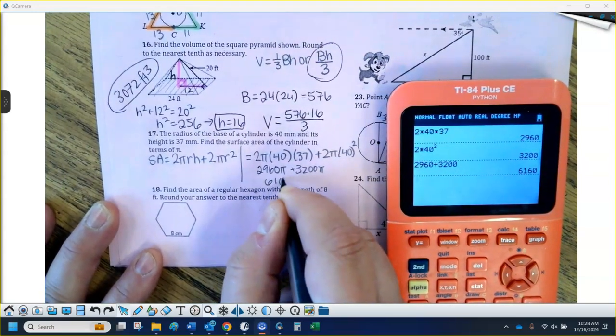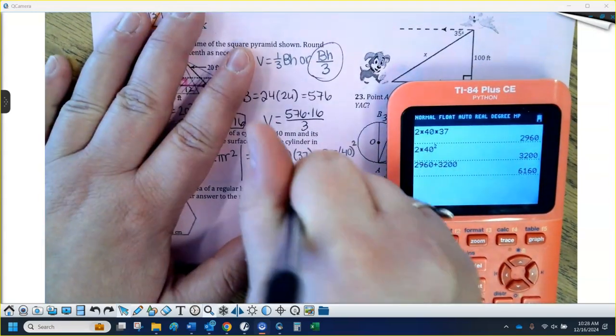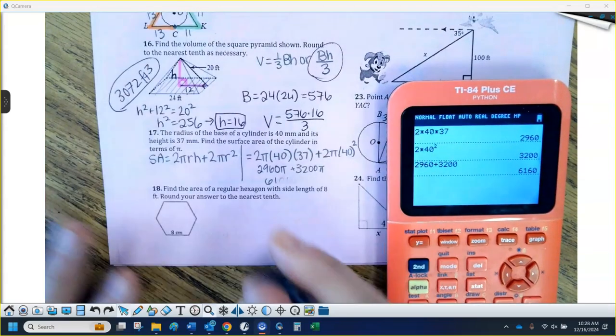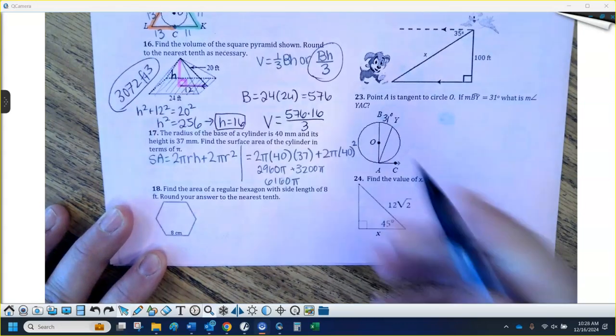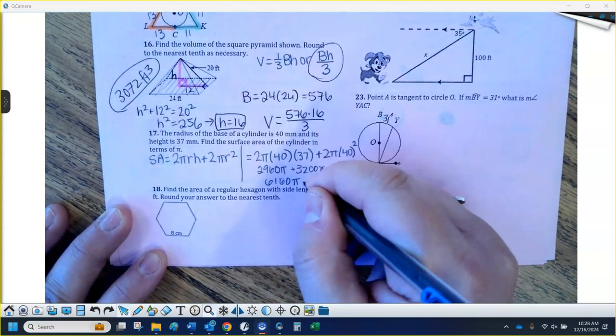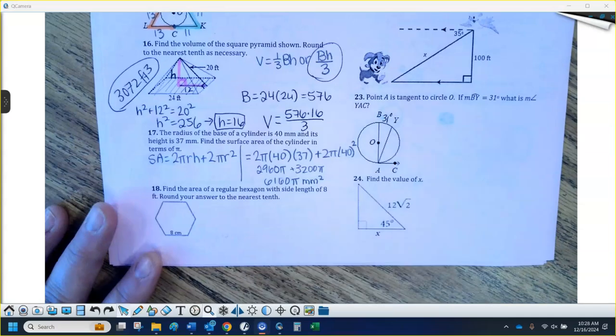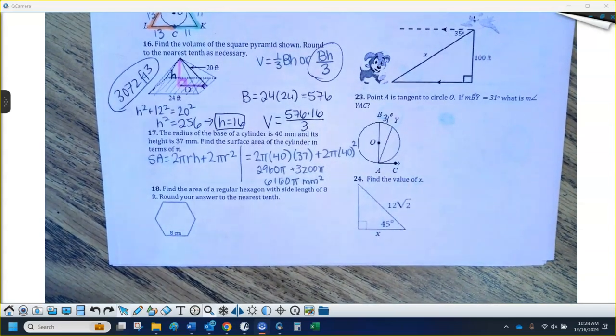Oh, sorry, I just wrote those backwards. This is just writing the pi next to it, which leaves it as an exact answer. And then you won't have to worry about any labels because it'll be in the multiple choice, but it would be 6160 pi millimeters squared.